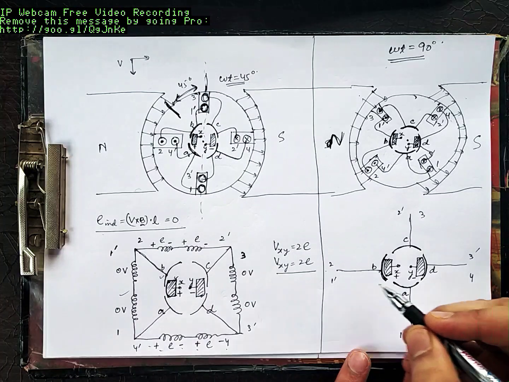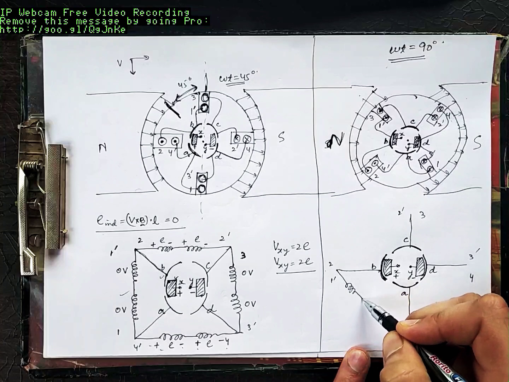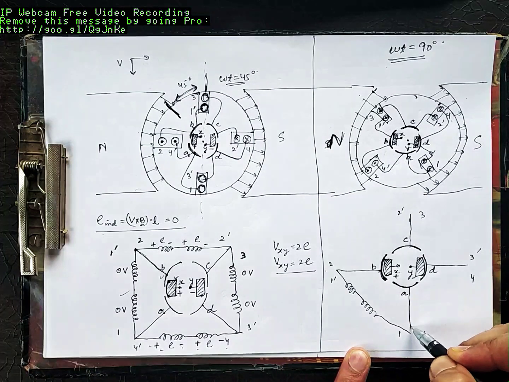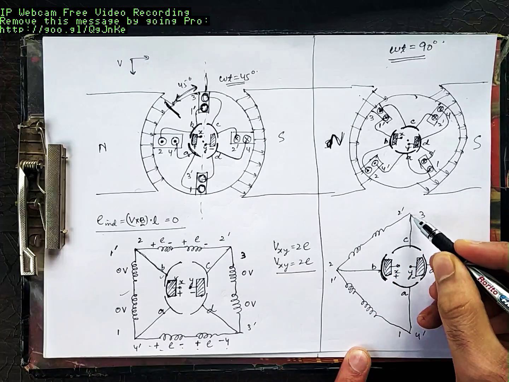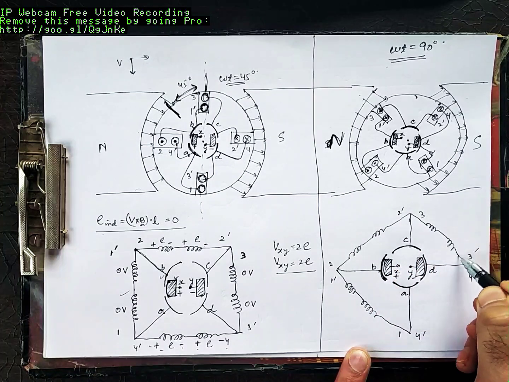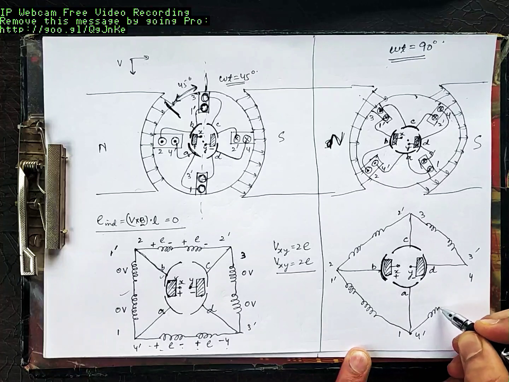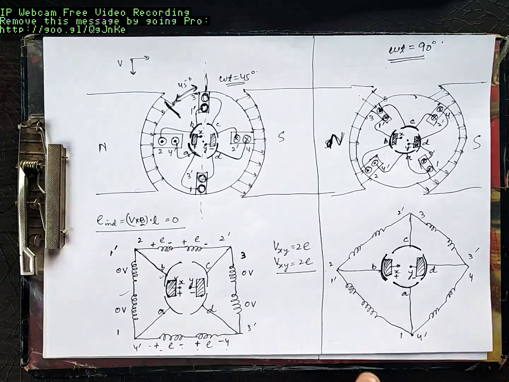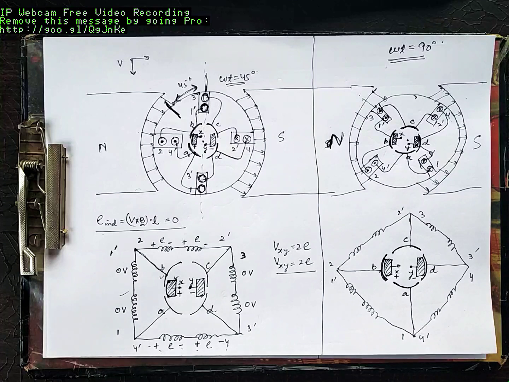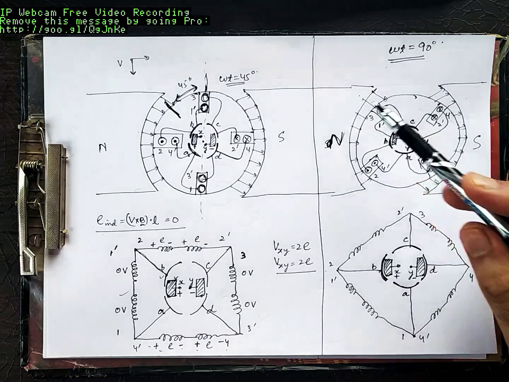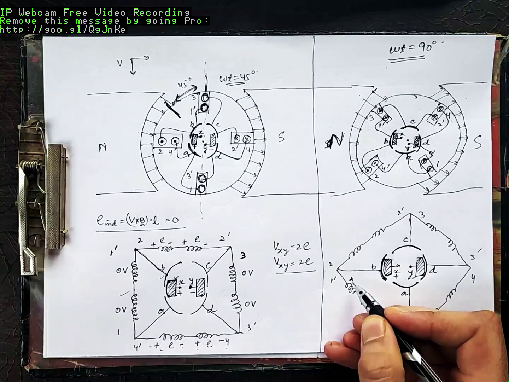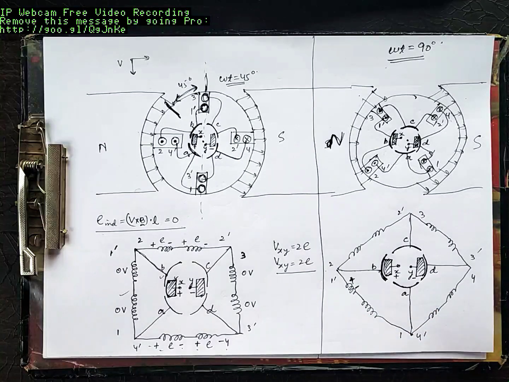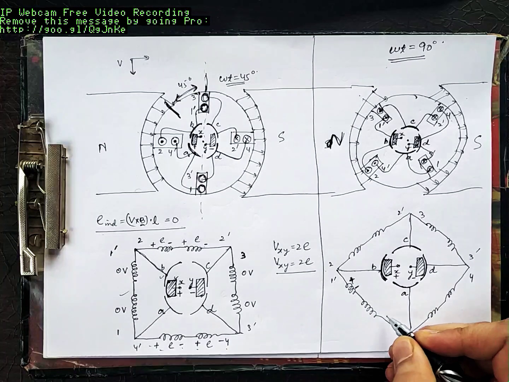Between 1 and 1 prime you have a coil. 2 and 2 prime you have a coil. 3 and 3 prime you have a coil. 4 and 4 prime you have a coil. 1 prime is under north pole, so 1 prime will be positive, so this is positive, this is negative. While as 1 is under south pole, so this is negative, this is positive.